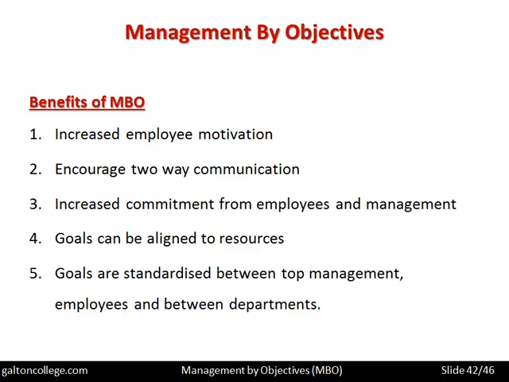The goals are standardized between top management, employees, and between departments. All of them should be pulling in the same direction. The organisation should not be fractured. There shouldn't be a mismatch between the goals pursued within the departments and the goals pursued by the organisation. Clearly they must be pulling in the same direction. They must be trying to achieve the corporate goals. So the individual departments are moving towards the achievement of the corporate goals. That must be the case.